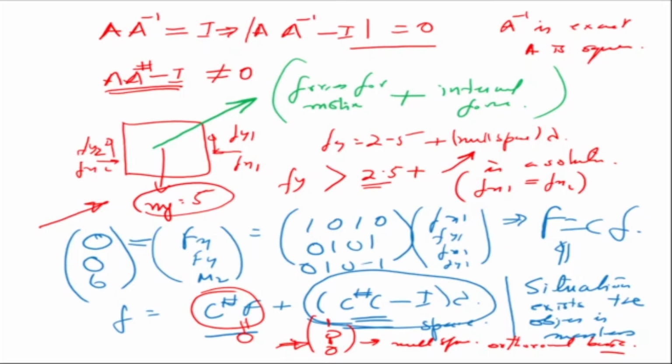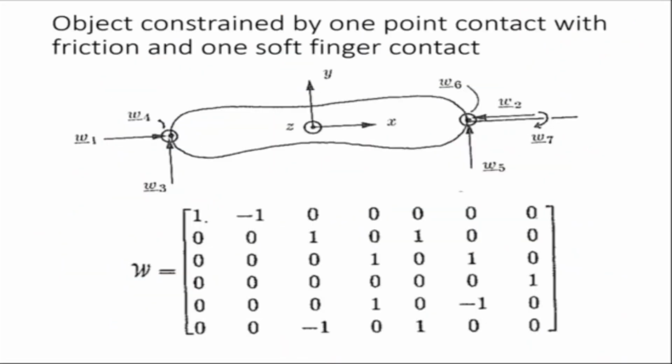Now let's look at an example here. This is an object constrained by one point contact with friction and one soft finger contact. How do we solve such problems? Let's say two fingers, in which there is one point contact with friction, so there is mu, and there is one soft finger contact. What are the constraints that are there? What are the twists and what are the wrenches that are being applied? Point contact with friction, you can apply three forces, right? So there is W1, W4, and W3.